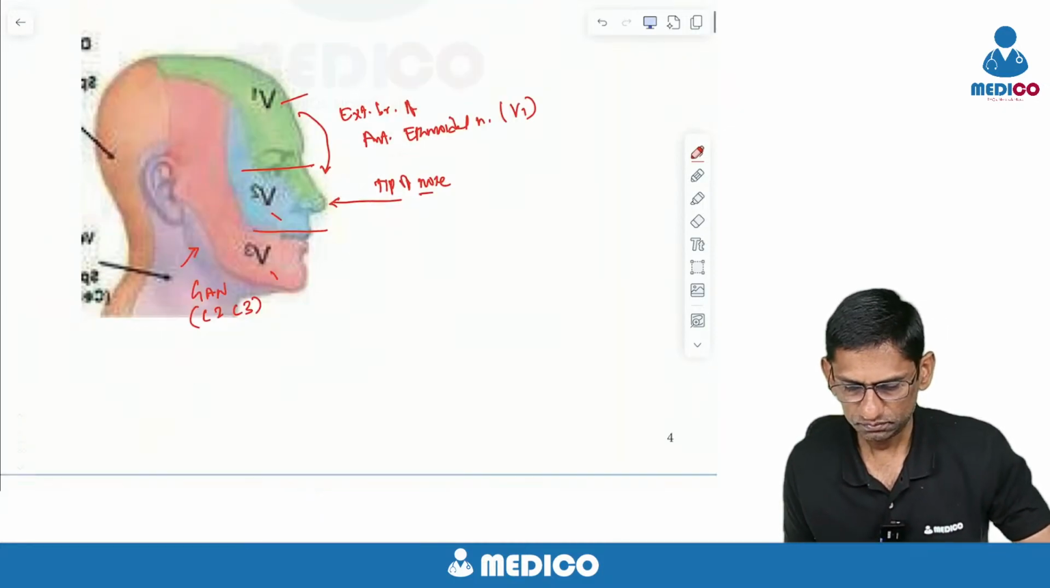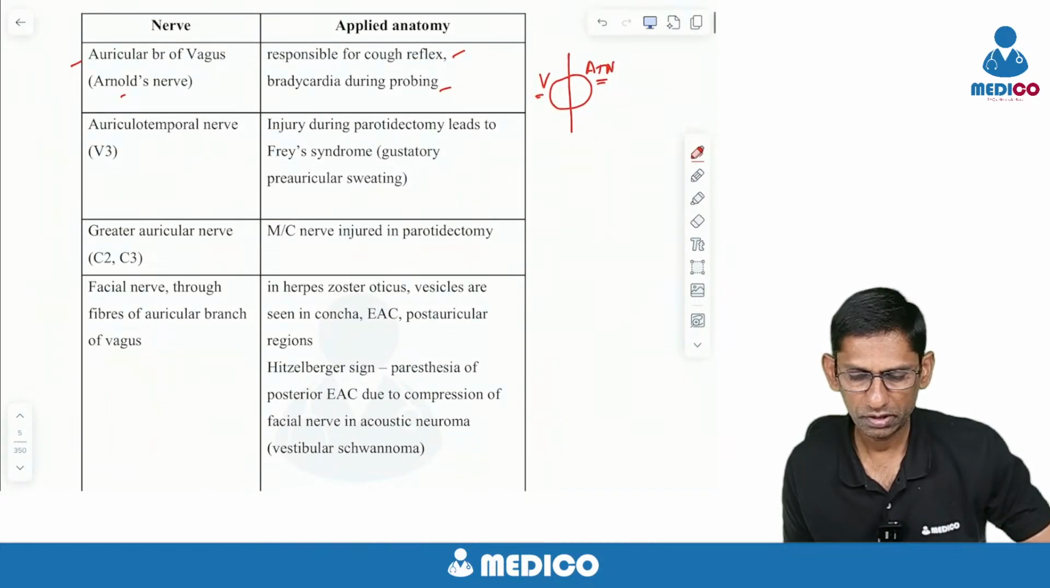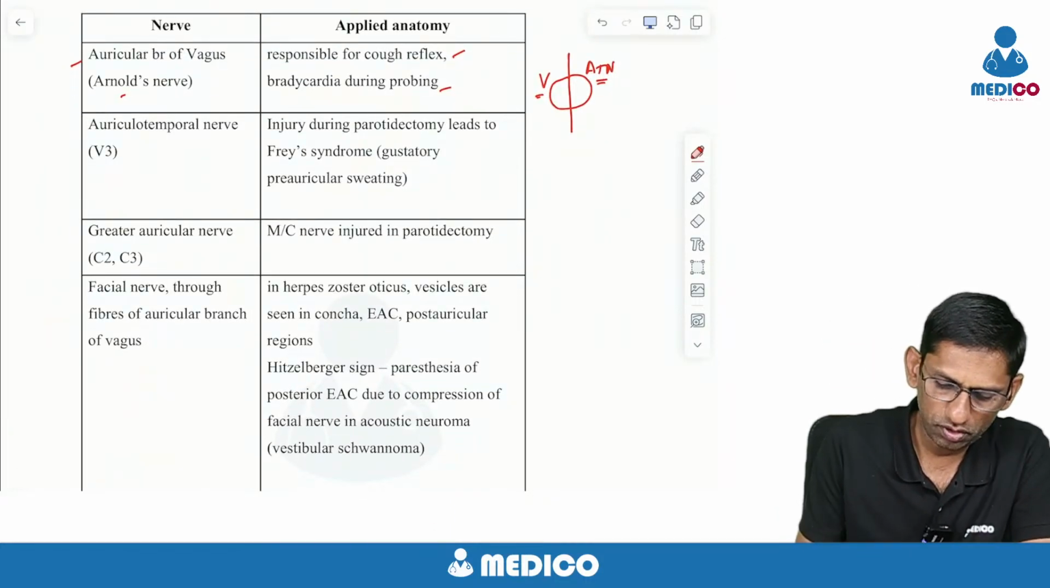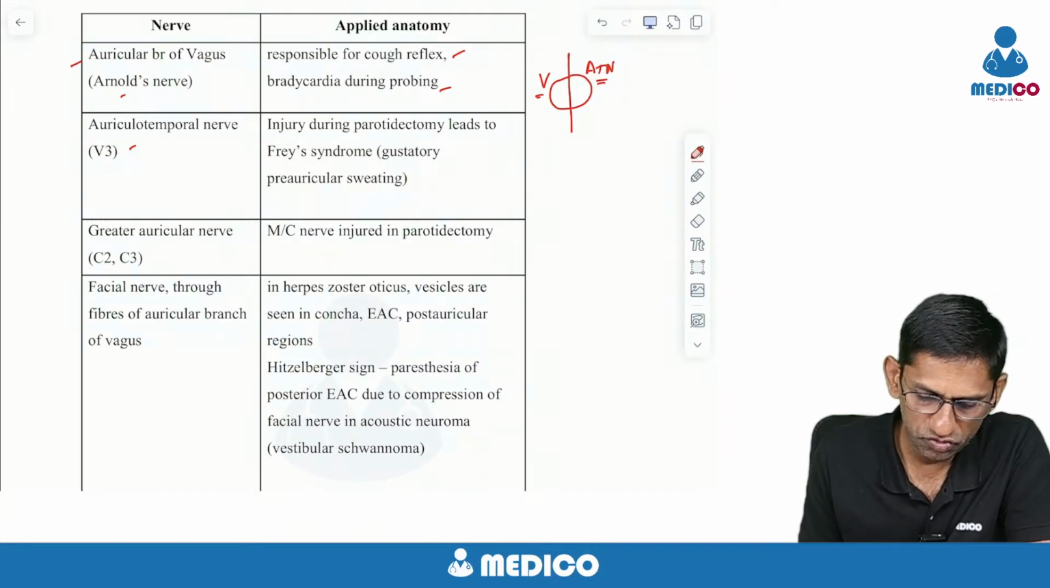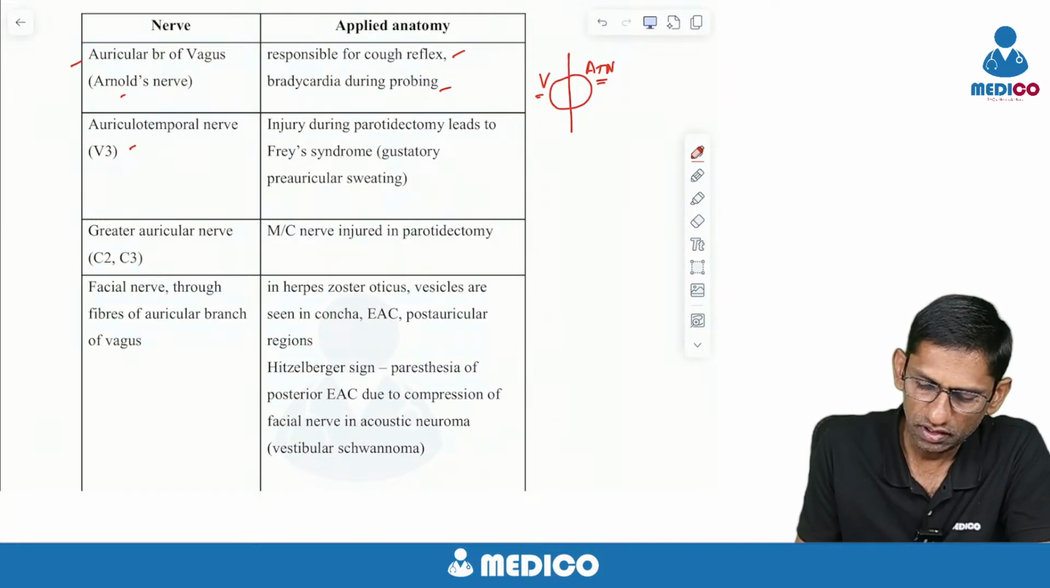So this is about the vagus, a bit of a point. And the auriculotemporal nerve, which is a very important MCQ point: injury to this nerve during parotidectomy leads to a syndrome called Frey syndrome.